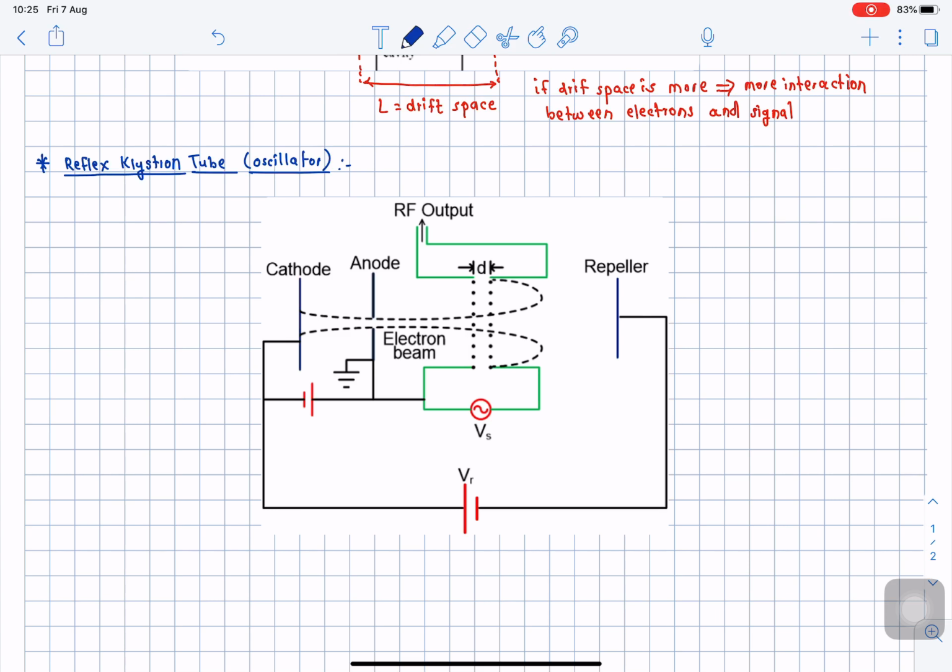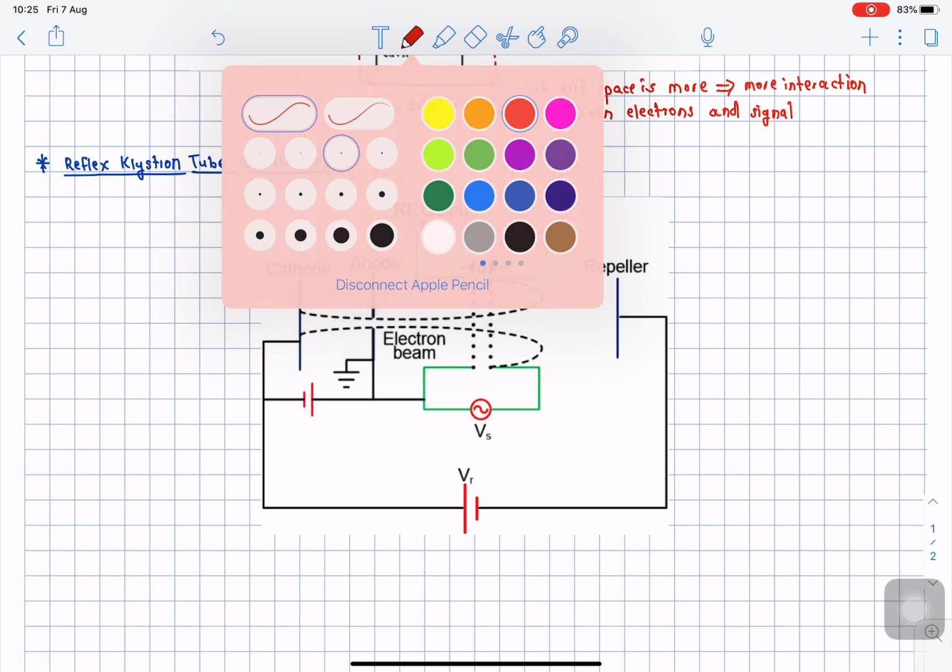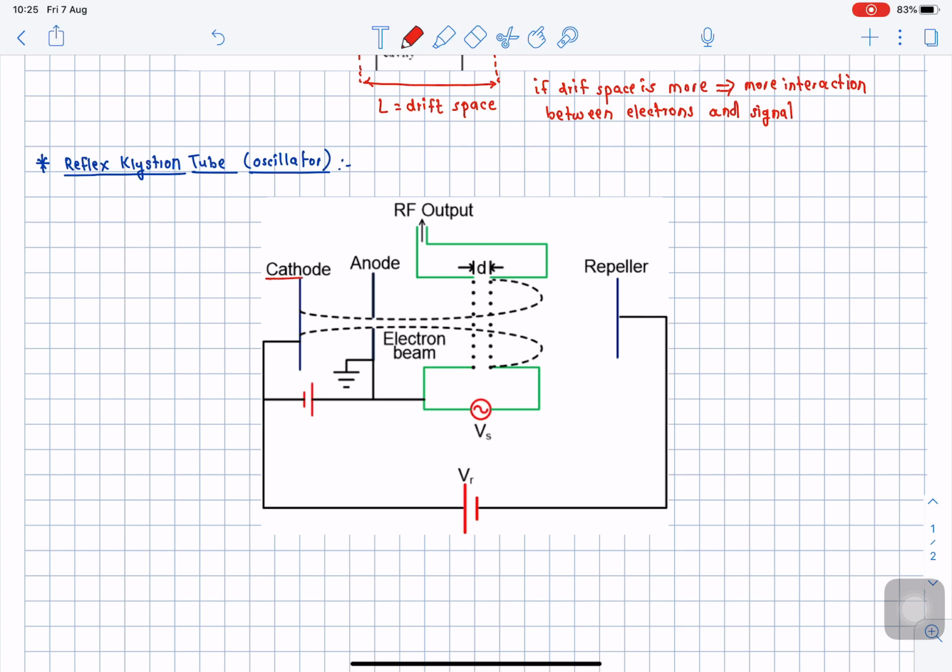We have a cathode over here on the left hand side, starting with. So this cathode is supplied with a sufficient negative potential over here. Okay, so normally this potential is a DC potential and we denote it with V0 basically, right? So this DC voltage is applied to the cathode so that the cathode will get heated up and it will generate a source of electrons in the form of a beam.